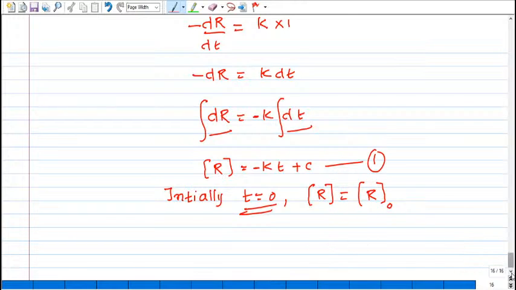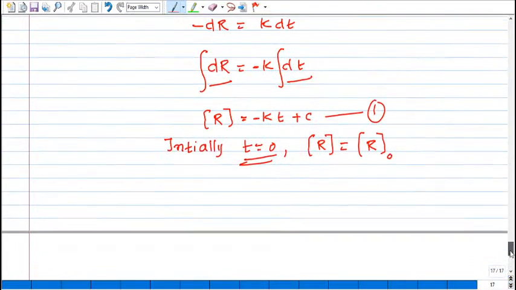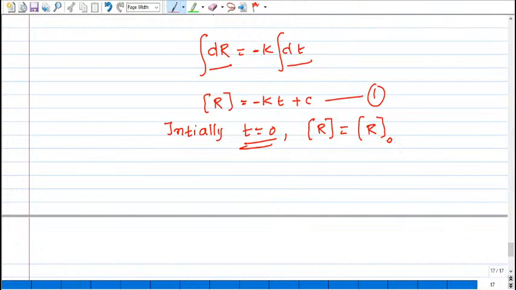R naught, the initial reactant. Not R power naught, it is R naught, the suffix we have to write. If you substitute this condition here, at T is 0, I will get R naught is equal to 0 plus C. So C will be equal to R naught. So this is equation number 2.